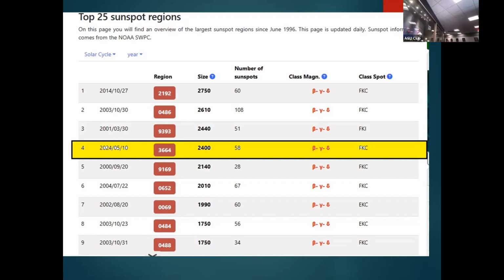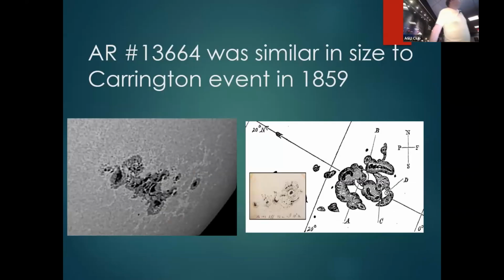So this is the top 25 sunspot regions for Cycle 25. And this is the fourth. The one I just showed you is the fourth largest group so far for Cycle 25. So it was pretty impressive there.